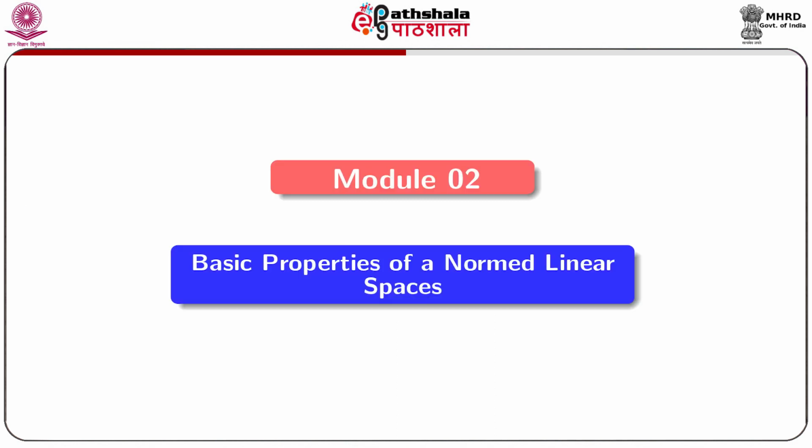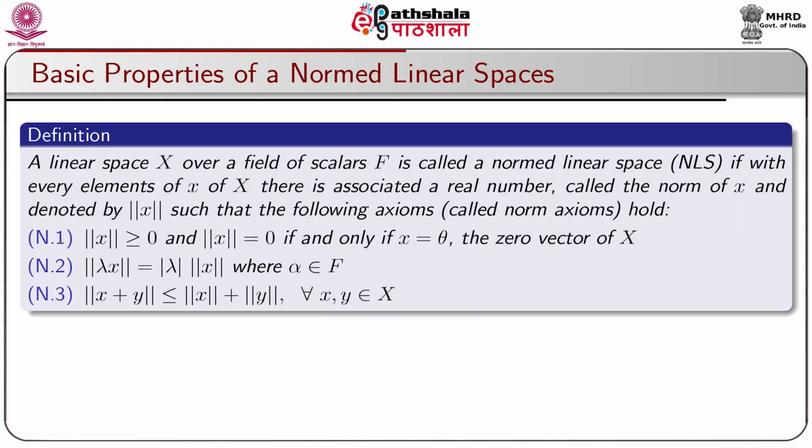The module 2 consists of basic properties of normed linear spaces. So, before going to study the properties of normed linear spaces, we are going to give some definitions. A linear space X over a field of scalars F is called a normed linear space, shortly written as NLS, if with every element x of X there is associated a real number called the norm of x, denoted by this symbol, such that the following axioms, called norm axioms, hold.